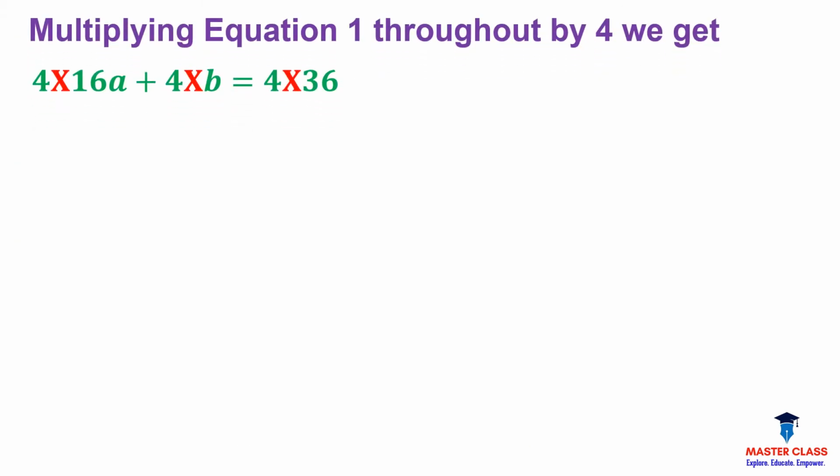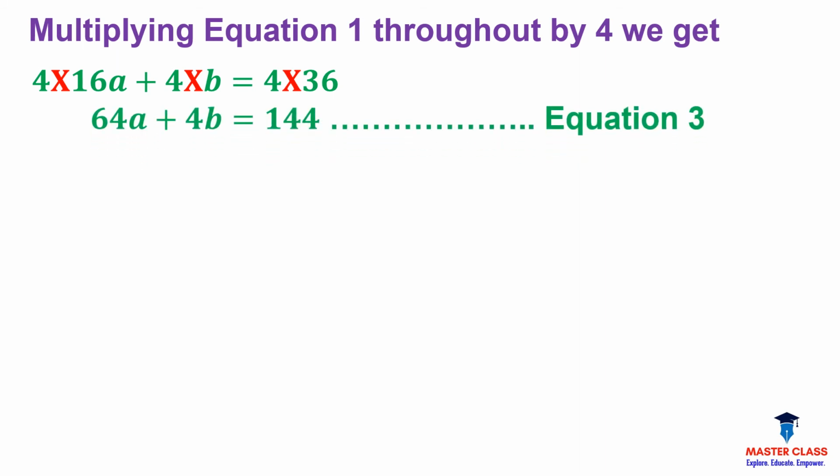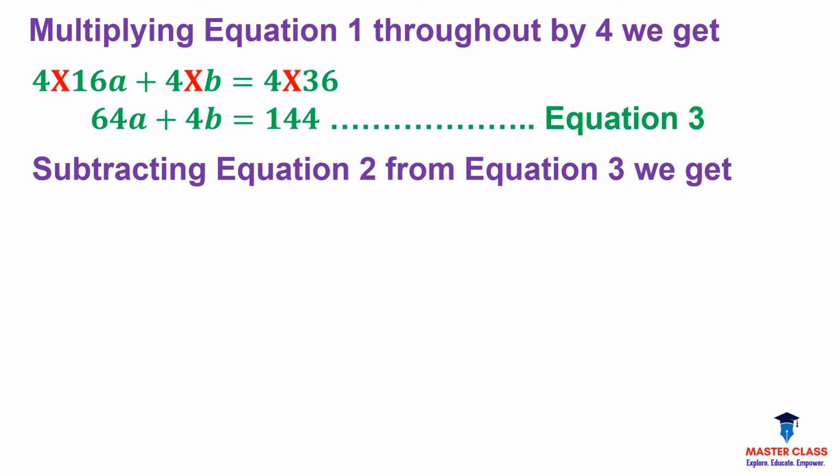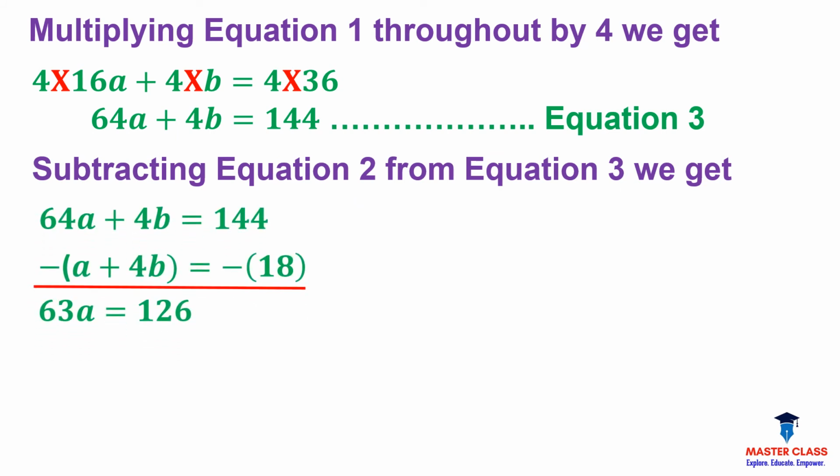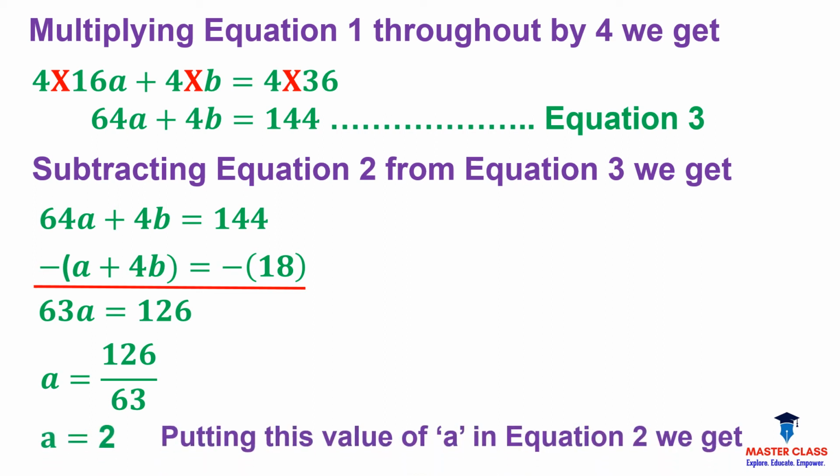When we multiply equation 1 throughout by 4, we will get 4 into 16a plus 4 into b is equal to 4 into 36, or 64a plus 4b is equal to 144. Let us call this equation 3. Subtracting equation 2 from equation 3, we get 64a plus 4b is equal to 144, and minus of a plus 4b is equal to minus 18. From these two, we can say that 63a is equal to 126, or a is equal to 126 upon 63. We get a is equal to 2.